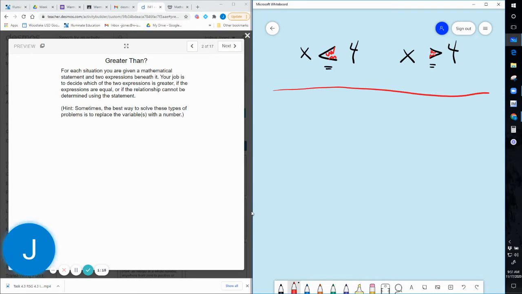All right, with that being said, for each situation, you're given a mathematical statement and two expressions beneath it. Your job is to decide which of the two expressions is greater, if the expressions are equal, or if the relationship cannot be determined using the statement. Sometimes the best way to solve these types of problems is to replace the variable with a number.